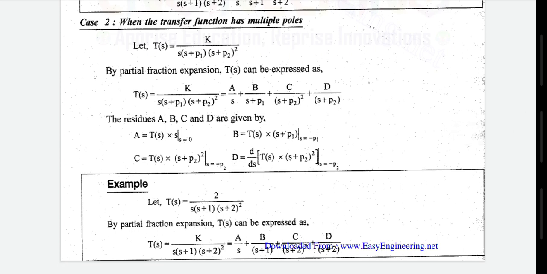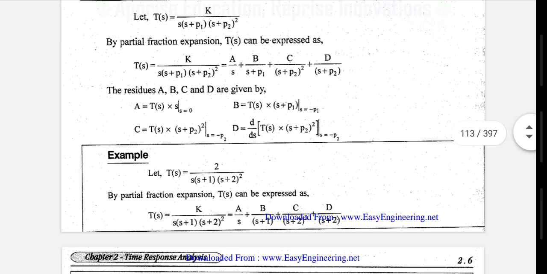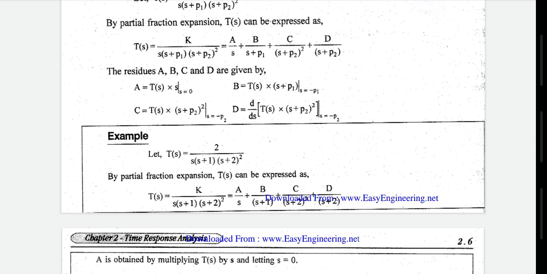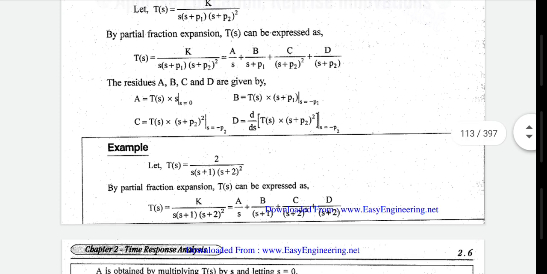Okay, so like this, if you have the transfer function, how you have to split it: you have to split the transfer function as A by S plus B by S plus P1 plus C by S plus P2 whole square, and the next one is plus D by, what is the repeated pole here? S plus P2, right? So now we should add one more residue value, that is plus D by S plus P2. Whatever pole is repeated, that repeated pole should be taken as a separate form here.